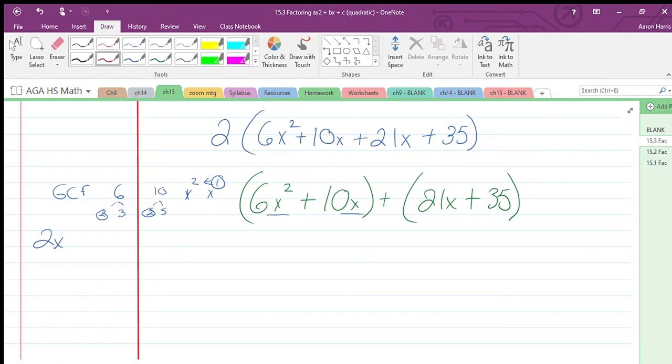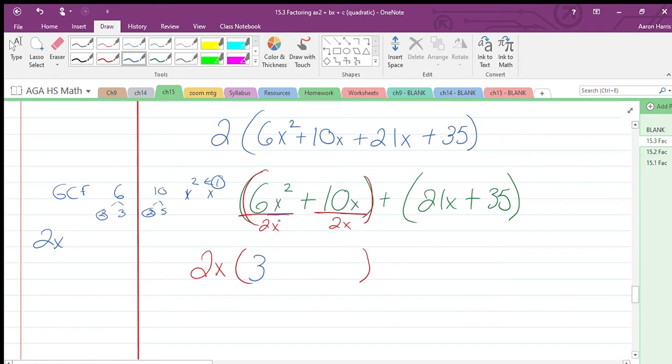Now I told you to do what? Always put parentheses around your binomial. Drop down, make a blank set of parentheses. Put your GCF always out to the left. Okay. And now we divide each term by what? The GCF. So 2x, 2x. 6 divided by 2 is what? 3. X squared divided by x to the first, 2 minus 1 is 1.